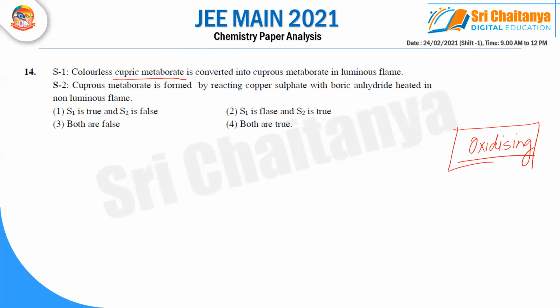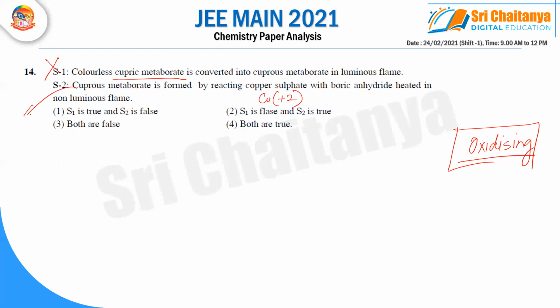So in oxidizing flame, cupric metaborate is colored. Okay, in cold condition it is blue, while in hot it is green. So statement 1 is incorrect. Now statement 2, cuprous metaborate is formed by reacting copper sulfate. See copper sulfate, that means copper is present in +2.